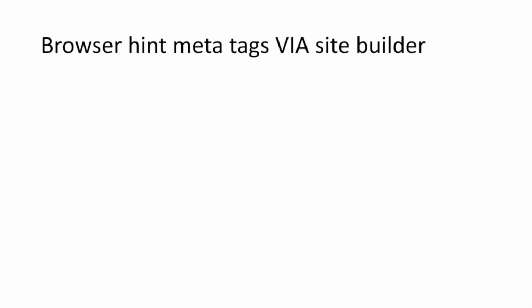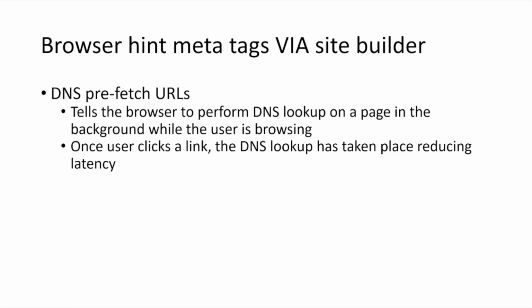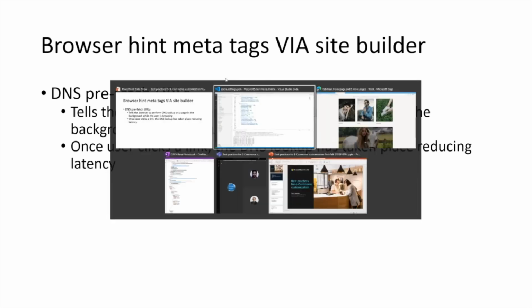So, browser hint meta tags. Another thing you can do with our site builder tool is add some DNS prefetch URLs. This is particularly handy if you start integrating with any other third-party services. Basically, a DNS prefetch URL tells the page to do a DNS lookup in the background before the user accesses it. That way, when the user does eventually access a link, the DNS lookup has already taken place, and that reduces latency. So I want to show you in Site Builder where you can access that.